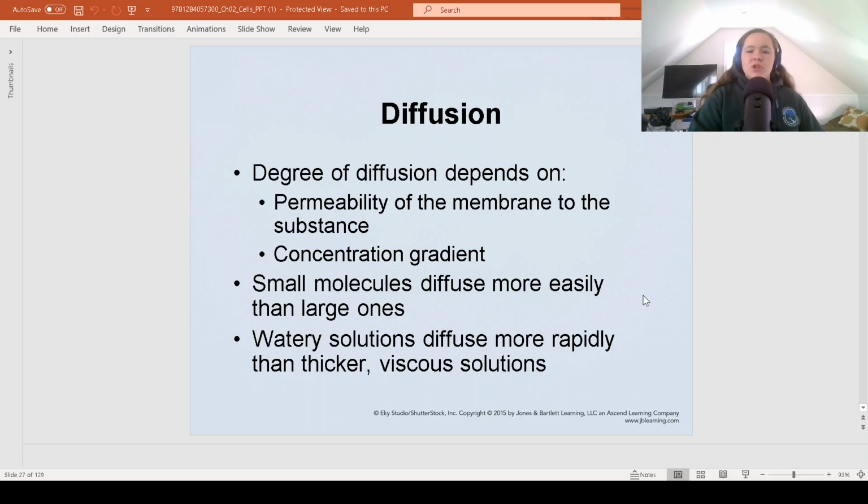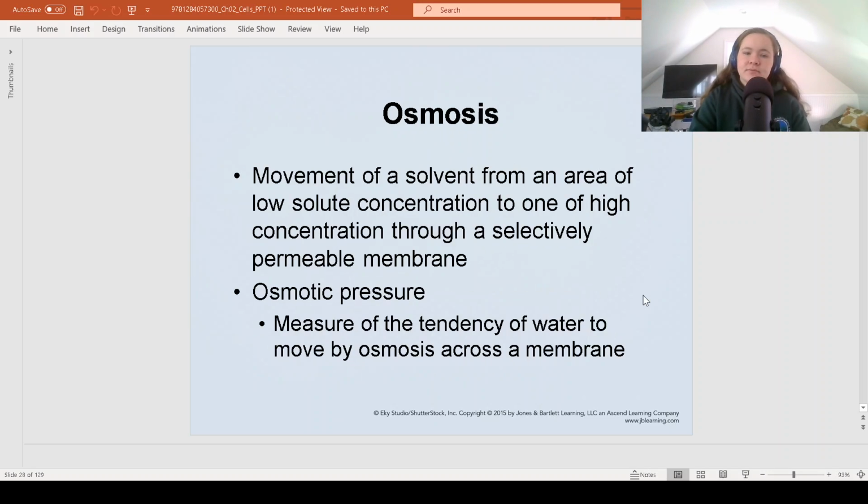The degree of diffusion depends on the permeability of the membrane to the substance and the concentration gradient, which is basically what it is. Small molecules diffuse more easily than large ones, so if you had a huge salt grain, that's not really going to go well. Watery solutions diffuse more rapidly than thicker viscous solutions. I think that's a no-brainer.